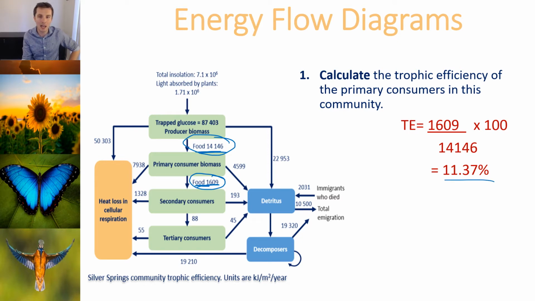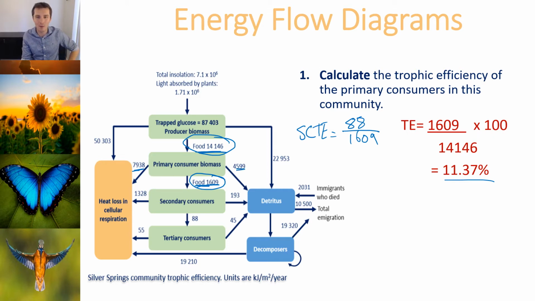If we're looking at the trophic efficiency of the secondary consumers, it's going to be this one. That's their net production, 88, divided by the net production of the previous trophic level, which is 1,609. Now remember the difference between net and gross. Gross is the total that's coming in, and net is actually what they are able to pass on once you take out the energy that's lost there.